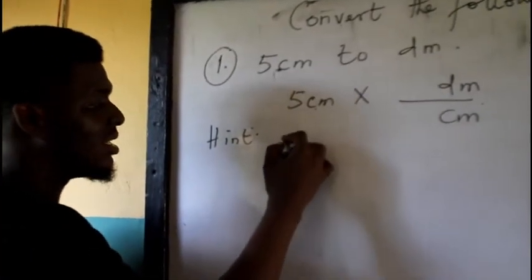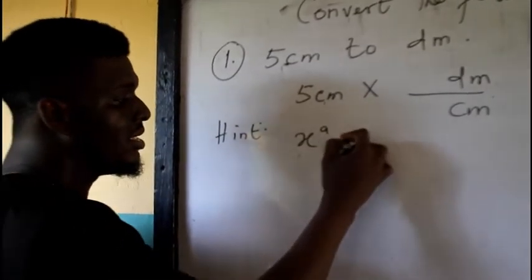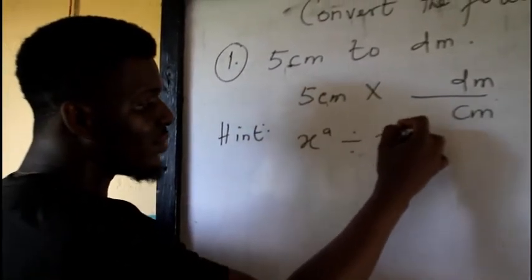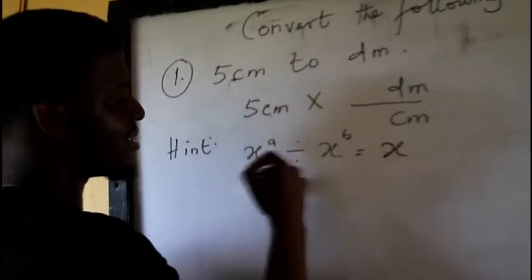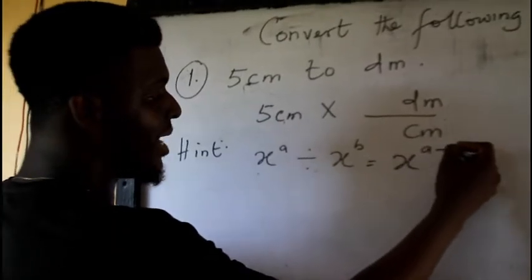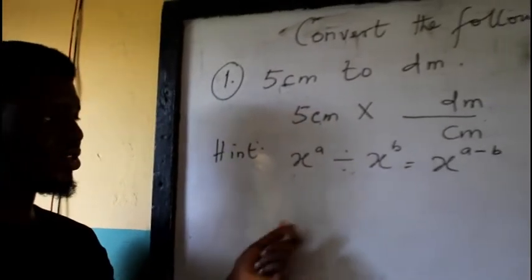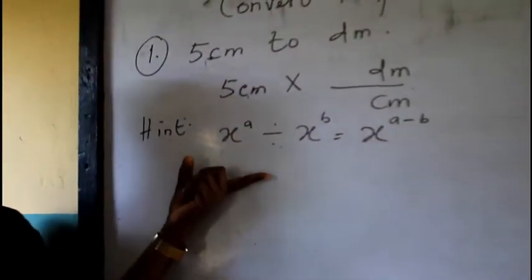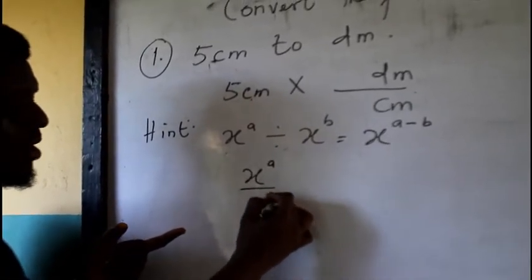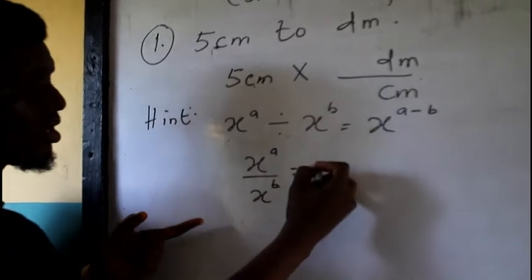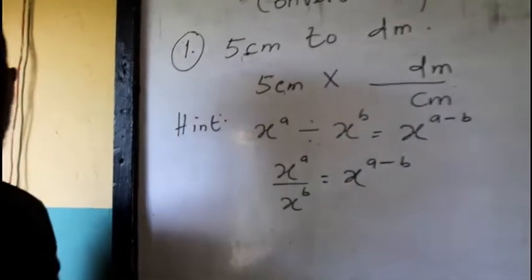Whenever you have x raised to power a divided by x raised to power b, in indices, you say that it is x to the a minus b. Is that true? Is that correct? In indices, you have a minus b. And this can also be written as x raised to power a over x raised to power b. And this is also giving you the same answer, x raised to power a minus b. I want you to note this.